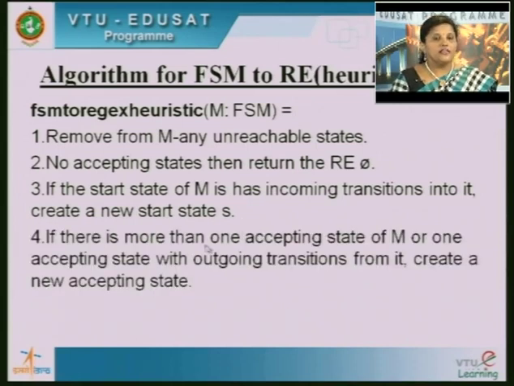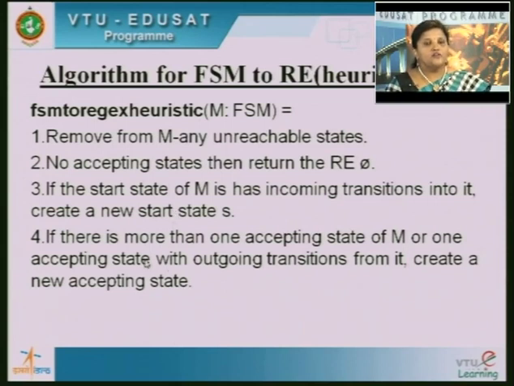And similarly, if there is more than one accepting state of the finite state machine, or one accepting state with outgoing transitions from it, then create a new accepting state. So in a similar way, how do we create a new start state?